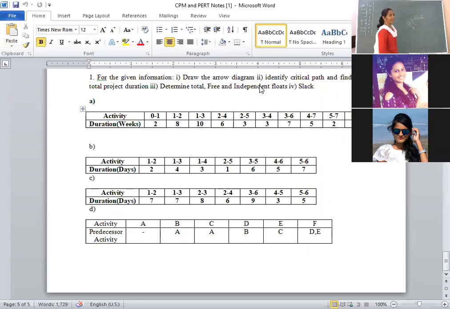Next, after 2 to 5, we are having 3 to 5. That means node 3 is completed, then only 5. Next, 4 to 6. 4 is completed, then only 6.